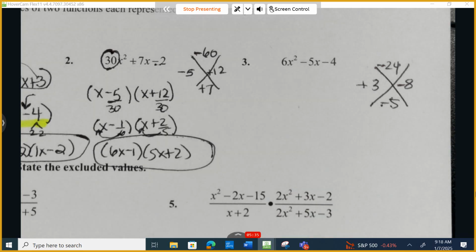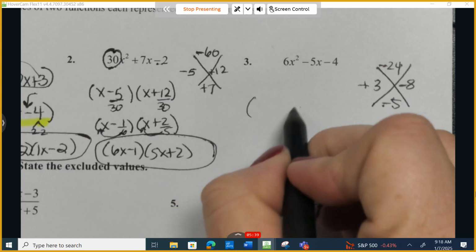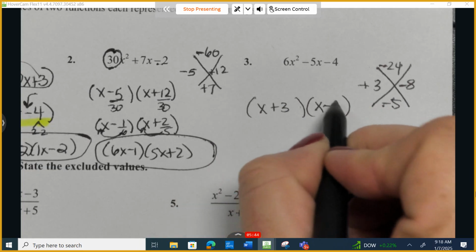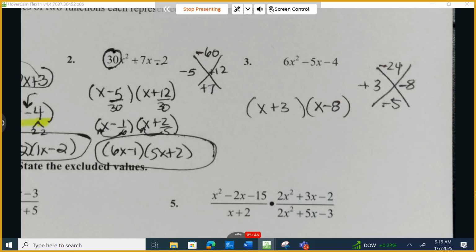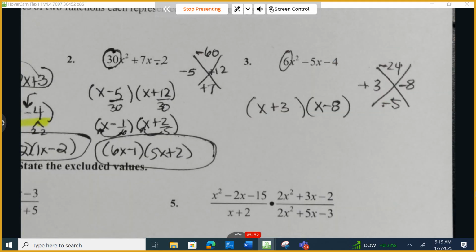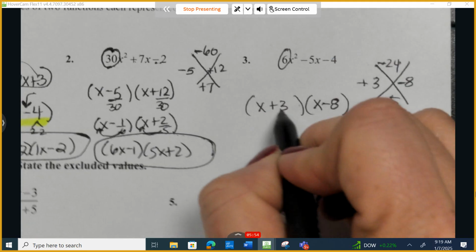So my first step is to select the numbers. My second step is to come over here and make my two parentheses, x plus 3 and x minus 8. I want to reiterate, it doesn't matter if the plus 3 goes first or the minus 8 goes first. Then I'm going to circle whatever the leading coefficient is, and underneath the 3 and the 8, I'm going to write that 6.